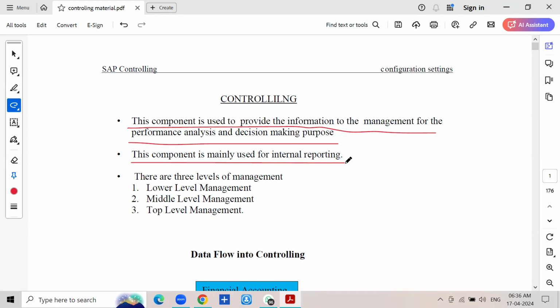So for the purpose of performance analysis, they need some information. That information is completely provided by the controlling component. So the controlling component is nothing but your cost accounting and management accounting. That's it. Then we have the top level management. So the top level management is always concerned with strategic decisions. The strategic decisions means the decisions which have the long-term impact on the profitability of the company.